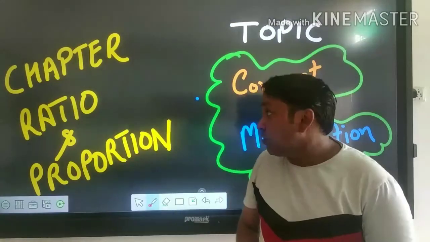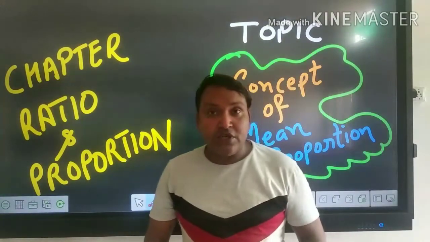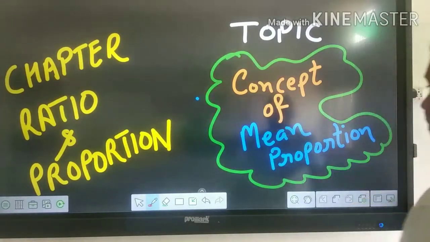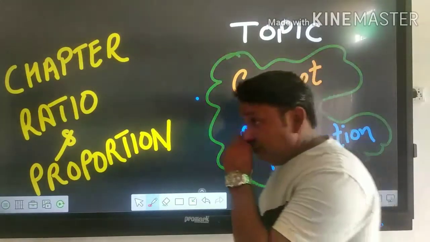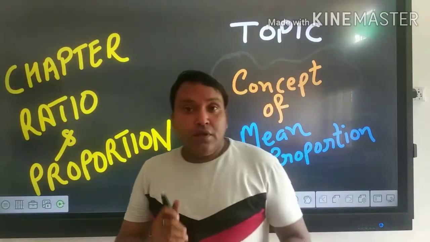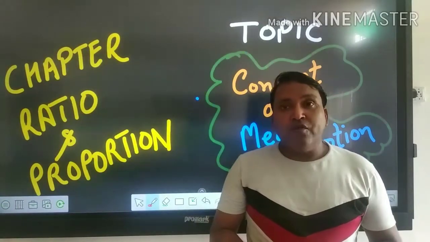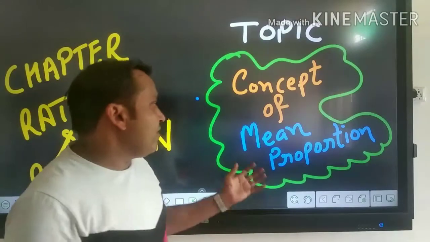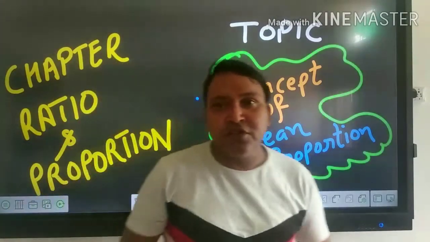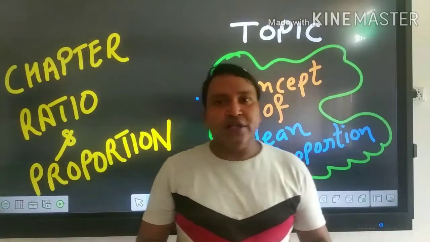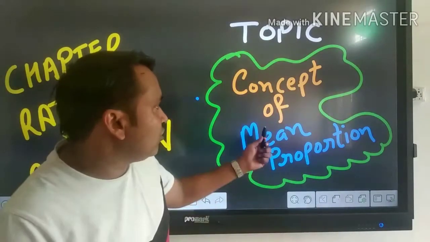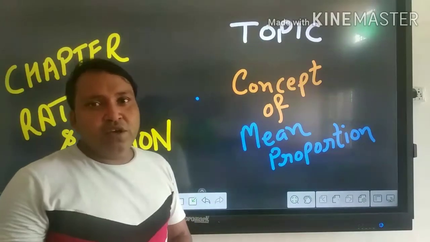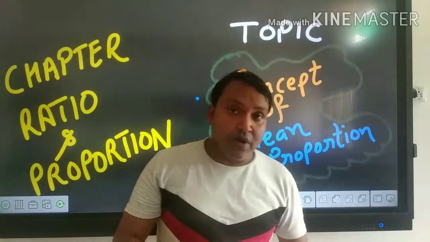So the chapter is going on ratio and proportion, and the main topic of this video is the concept of mean proportion. Now we know what the proportion is. Before this, we have studied proportion, finding the unknown proportion, determination of proportion, etc. So now we know what the extremes and what the means are. When the mean is missing, then we have to find the mean proportion. So the questions in this video will make you able to find the mean proportion when it is missing.